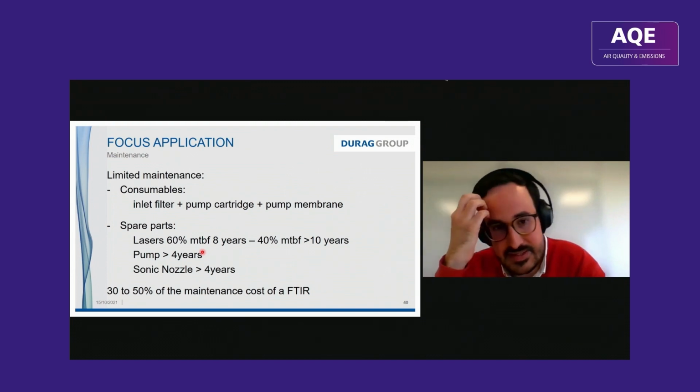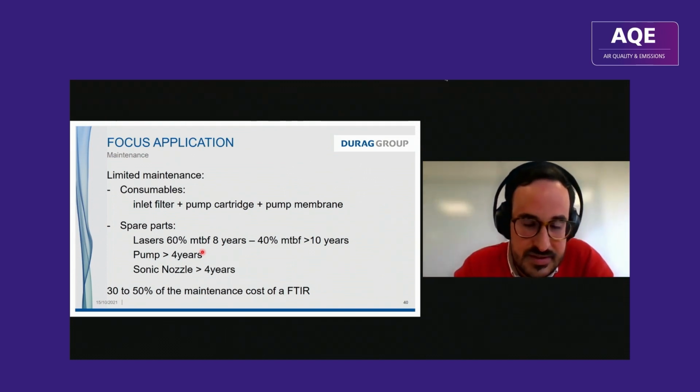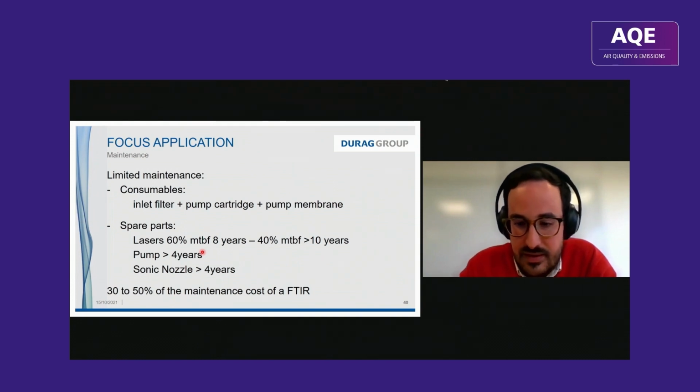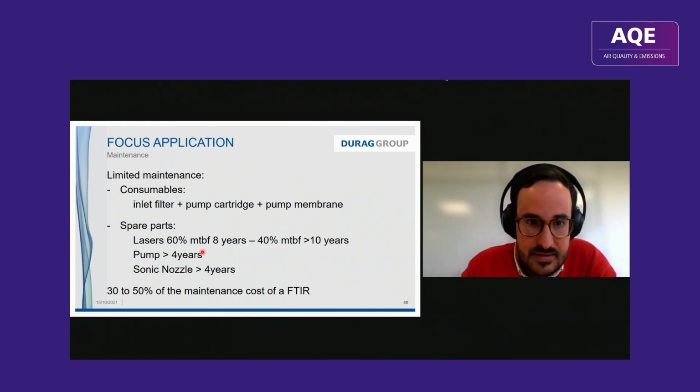And for more current installations, we can say that the maintenance cost compared to a standard FTIR is around 30 to 50% of the FTIR cost. So we hope to have a very competitive solution in terms of operating costs.